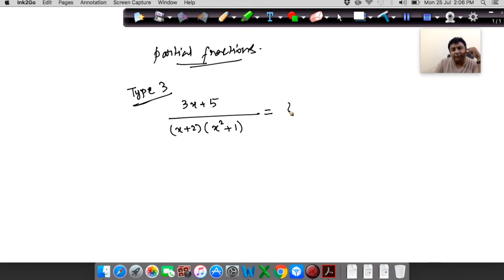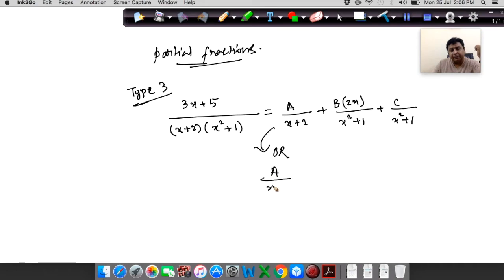This is to be followed as a upon x plus 2, plus b into the differentiation of the quadratic upon x square plus 1, plus c upon x square plus 1. This is the modified form of partial fraction type 3. If your school says that no, you can't apply all these things, they have a little different way, I'll just explain. It's a upon x plus 2 plus, instead of b into 2x plus c, they write bx plus c. That's the book method.